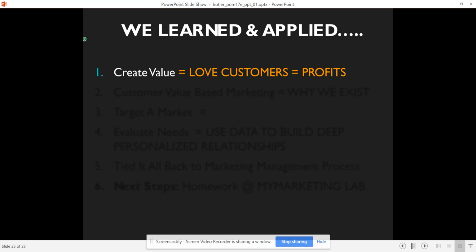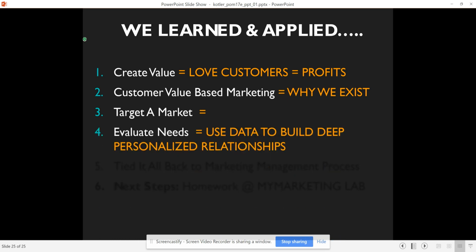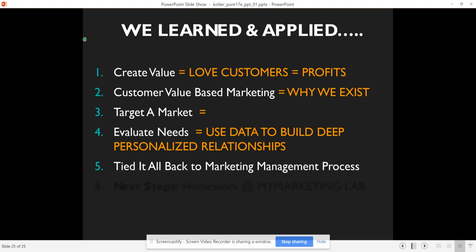So we learned that customer value is that customers love you so much that we create profits because they always come to you. Customer value based marketing is the only reason why we exist. If you use any of the other marketing concepts, it's not going to be good enough anymore. Production, or just sitting there waiting for customers to come to you. You've got to be personalized. You've got to make that customer feel like they're the only thing that exists. You target a market, whatever that market will be. You evaluate their needs to build a deep relationship, and we tied it all back to the entire marketing process.